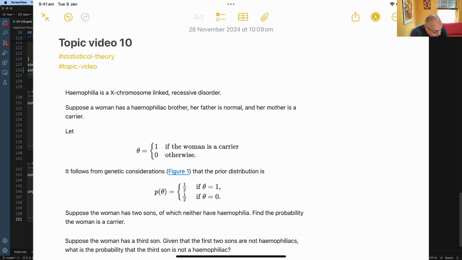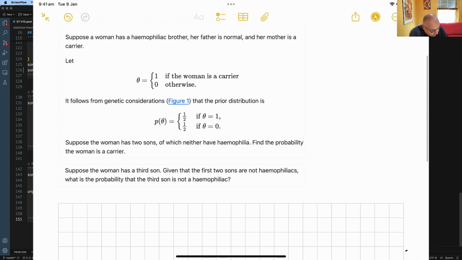So we're going to assume that a woman has a haemophilic brother. Her father is normal and her mother is a carrier. And we're going to denote a random variable theta, which will be 1 if the woman is a carrier and 0 otherwise. It follows from the genetic conditions, figure 1, which I'm about to draw for you, that the prior distribution, before we get any information, is that the probability she's a carrier is a half, and the probability she's not a carrier is a half. I'll explain where that comes from in a second.